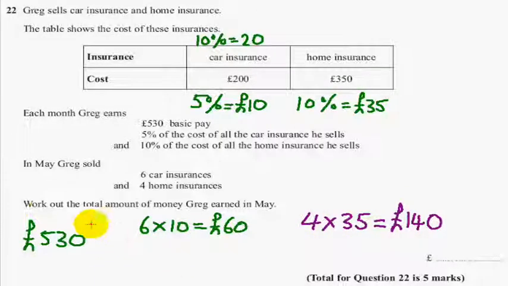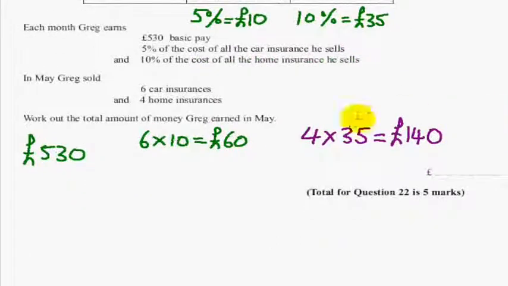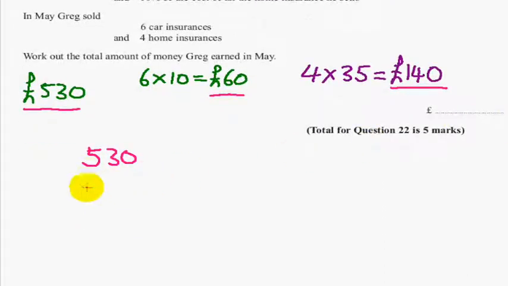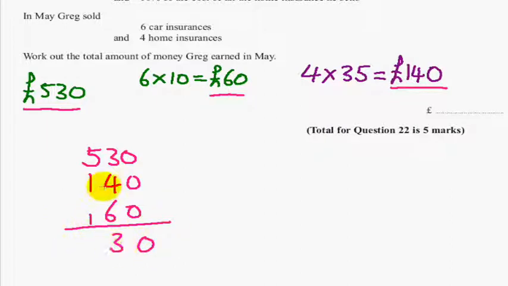So therefore, work out the total amount of money Greg earned in May. I need to add up his basic pay, how much he got for car insurance, and how much he got for home insurance. So 530, add 140, add 60, comes to £730. So that's the final answer, £730.